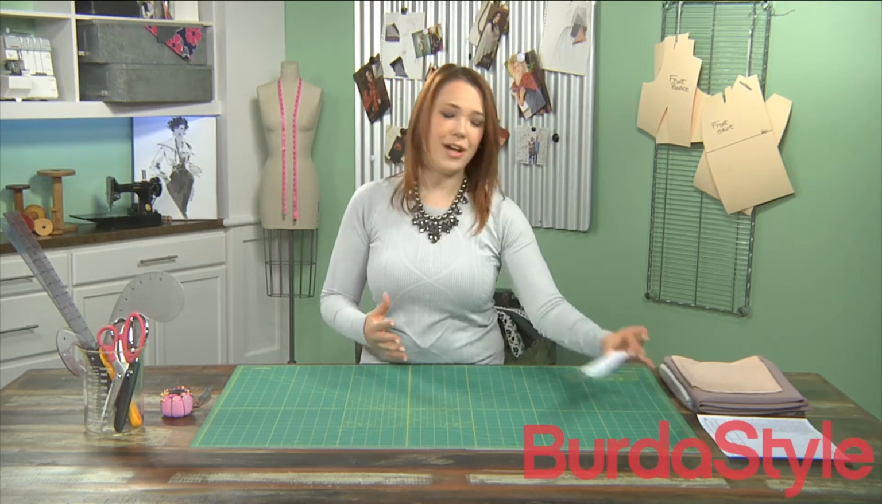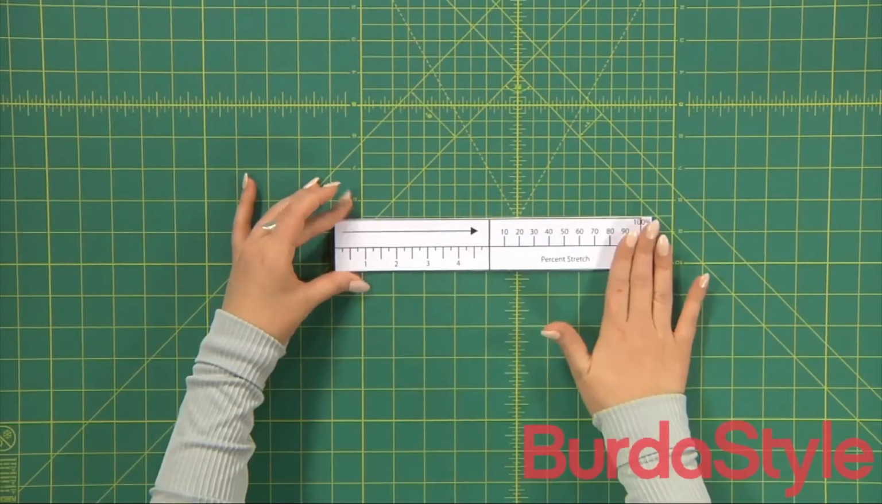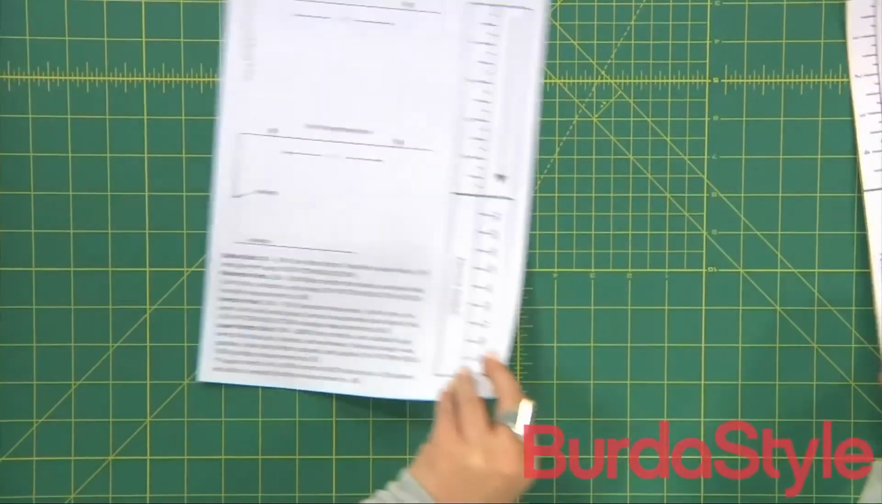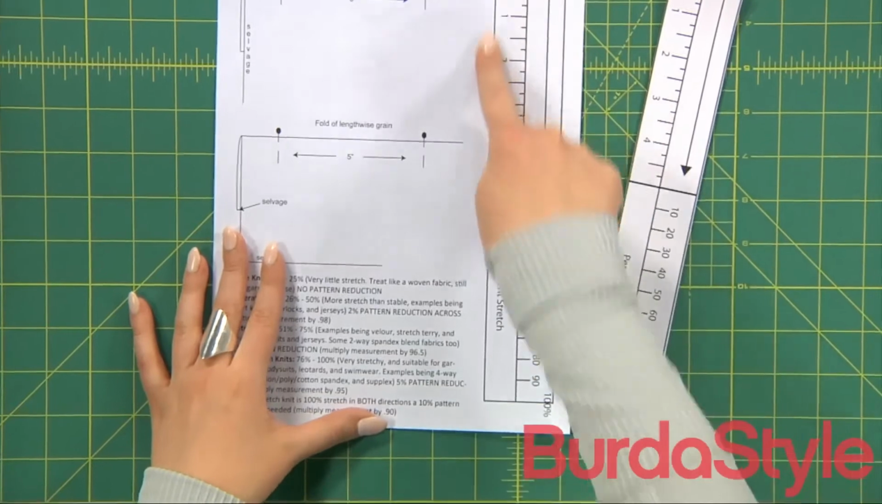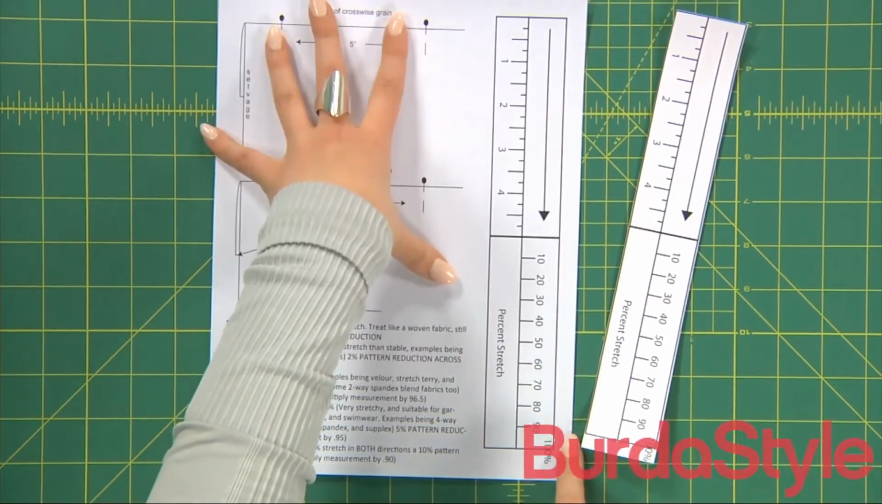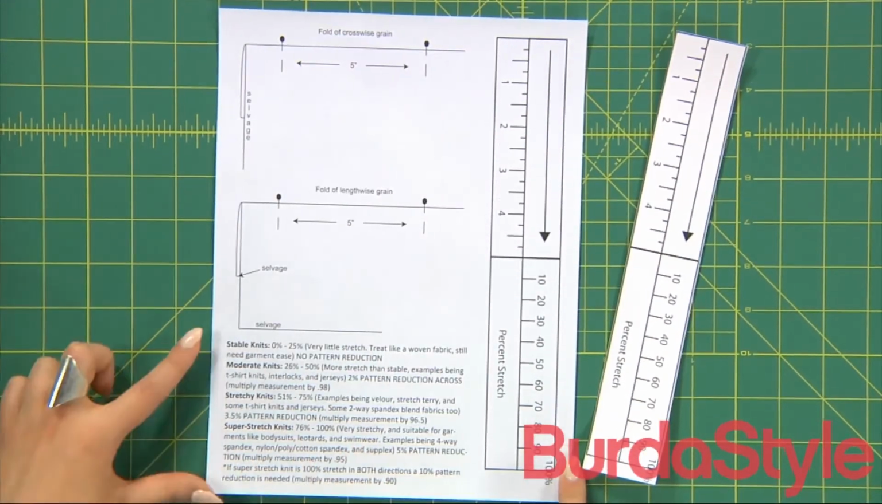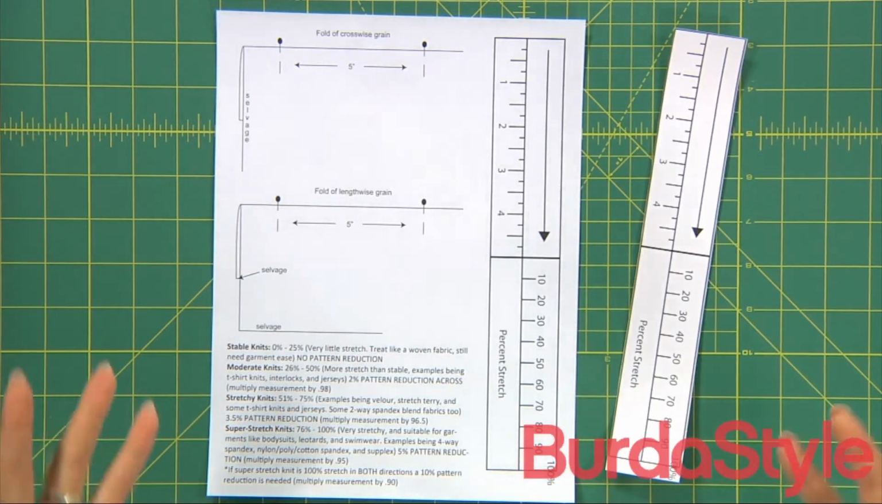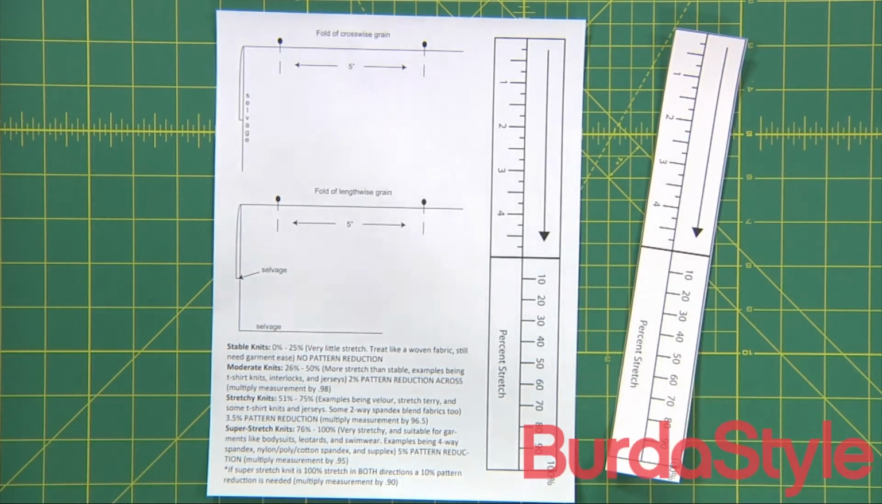In this video, I'm going to show you how to determine a fabric's stretch factor by using this thing I like to call a stretch gauge, which you'll get when you watch this video. It's just a PDF that you can print out, and it has the stretch gauge on the right side, and then it has some further details about the different types of knit fabrics and what classification they are in terms of their stretch factor.